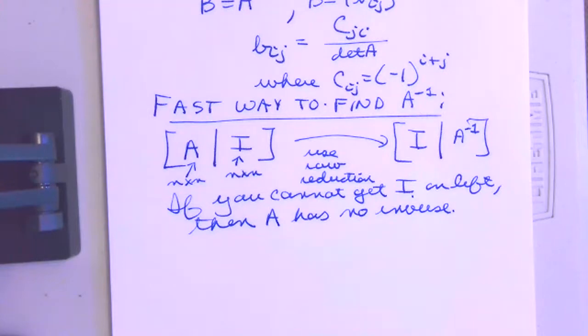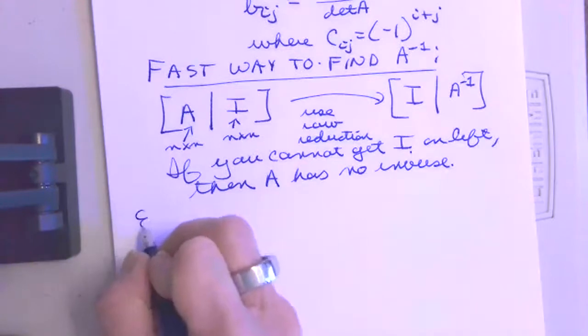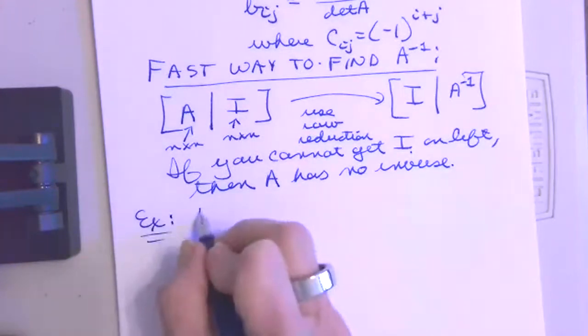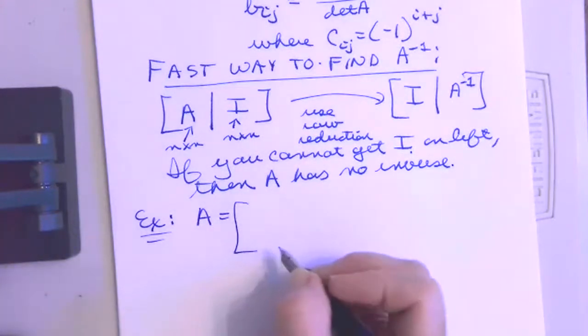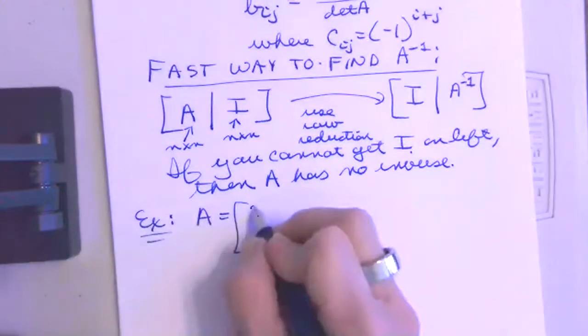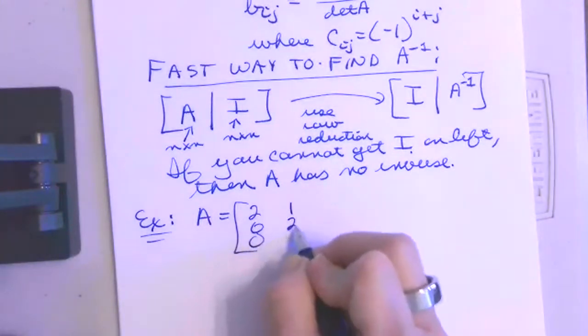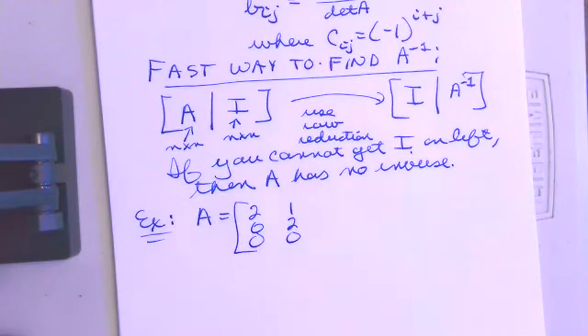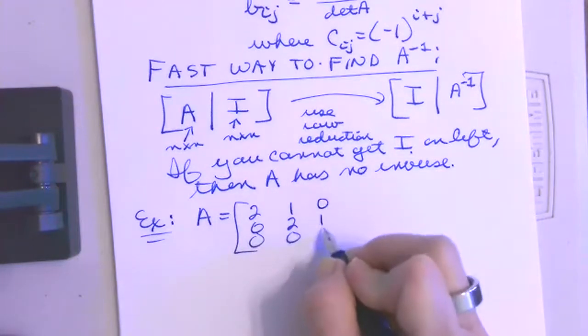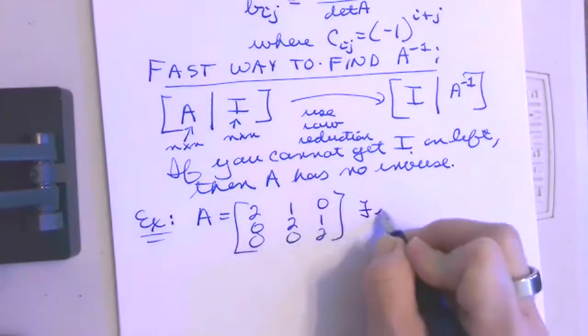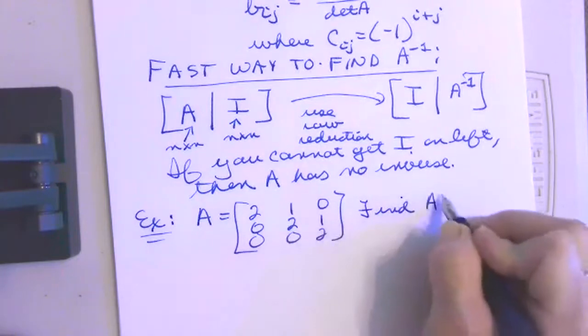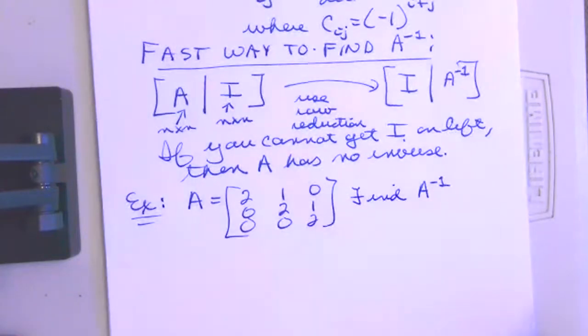Hopefully I will pick one that has one and one that doesn't have one. So here, suppose I look at the matrix A, which is 2 0 0, 1 2 0, 0 1 2, and I tell you to find A inverse. Okay.